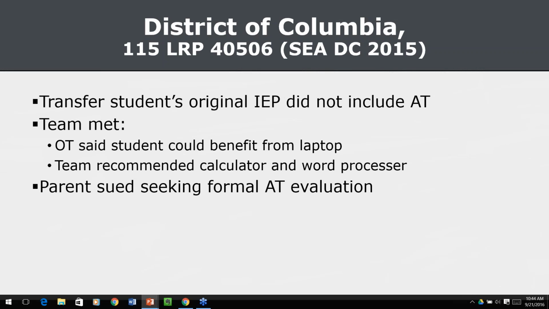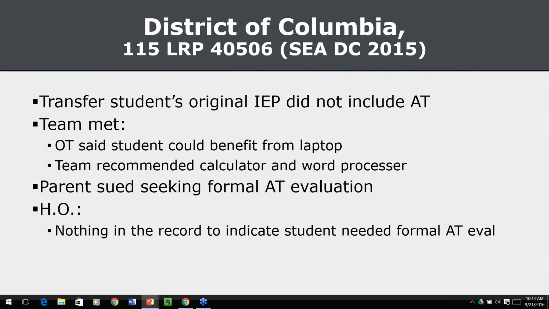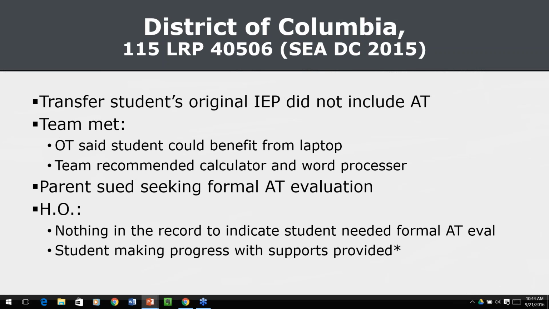They sued, claiming that the school had failed to conduct a formal assistive technology evaluation, and so the team's decision to only provide a calculator and a word processor shouldn't be given any credence because they didn't have a formalized AT evaluation done. Hearing officer said, nope, nothing in this record indicates that the student needs a formal assistive technology evaluation. The team here considered the technologies that would benefit the kid that were necessary for him to receive a FAPE, and they provided it to him. And this is crucial, this kid was making progress with the supports that were provided. And so because of that, the school district won this issue.